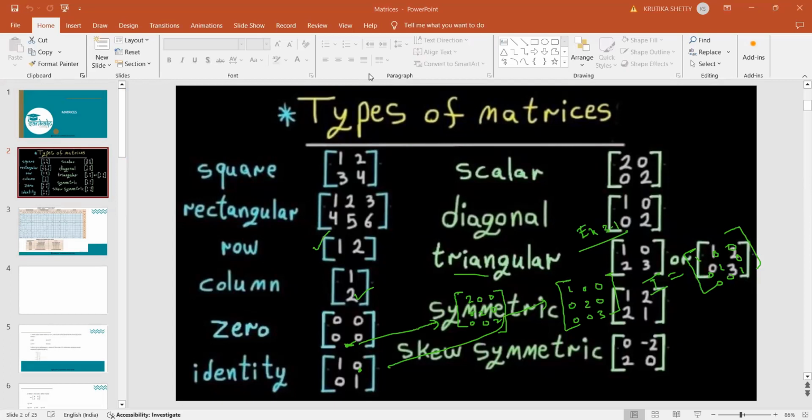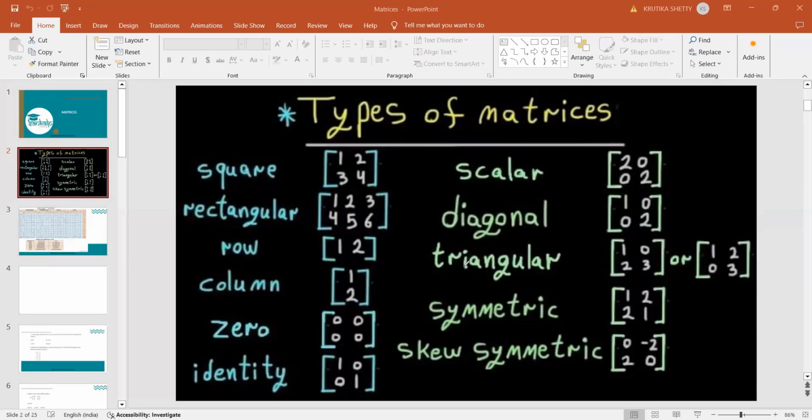You need to know the definitions, and along with definitions, you need to know an example. So you can take a screenshot of this also. You can take a screenshot of all the types of matrices.